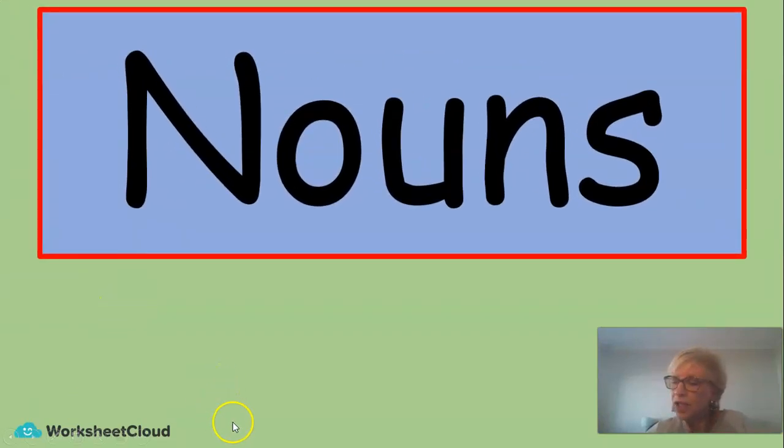Our English language lesson today is about nouns. Now you would have done nouns before, I'm sure, probably even in grade 2. Nouns are a part of speech. So every sentence will have a noun or more than one noun in it. And there are very many different types of nouns.